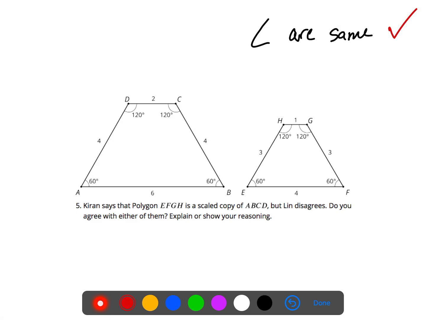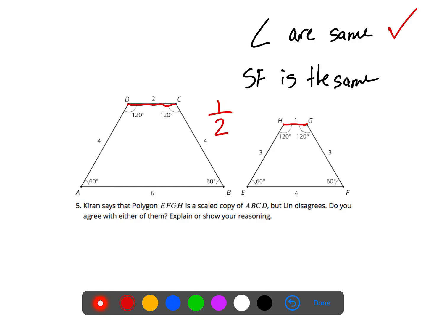Now, we also have to check that the scale factor used is the same. All right, and we're going to have to do that by comparing some corresponding side lengths that we know. So let's look here across the top. From point D to C, from side D to C and H to G, we have going from a measurement of 2 scaled down to a measurement of 1. So that would give us a ratio of 1 to 2, or a scale factor of 1/2.